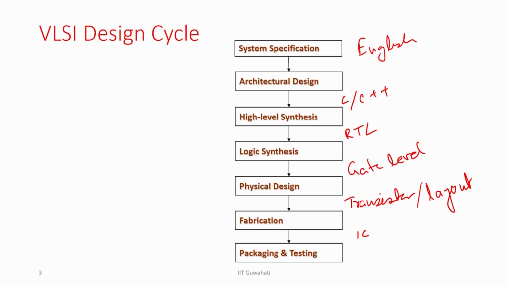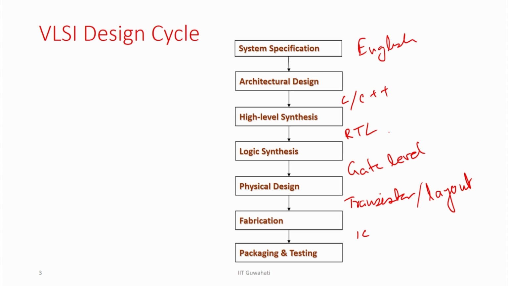You can think of the actual flow as starting from the English language system specification, then we generate the C code from that, primarily manually, that part is not automated. Then we do high level synthesis to generate register transfer level designs from the C code, and then logic synthesis to generate gate level designs, and then physical synthesis to generate transistor level designs or the physical layout, and then we do fabrication and packaging to get the integrated circuits.